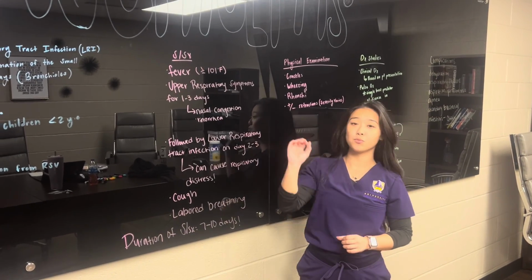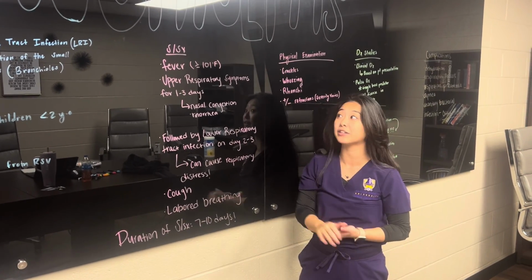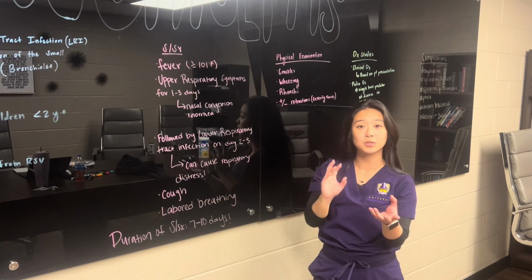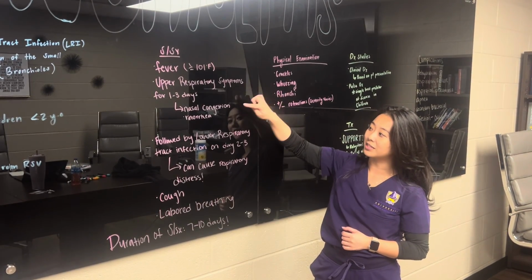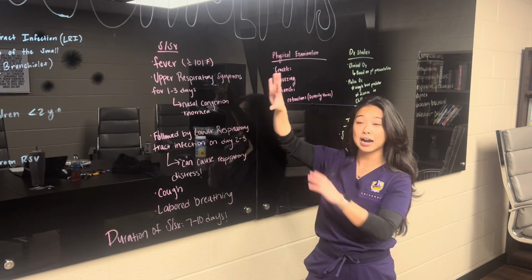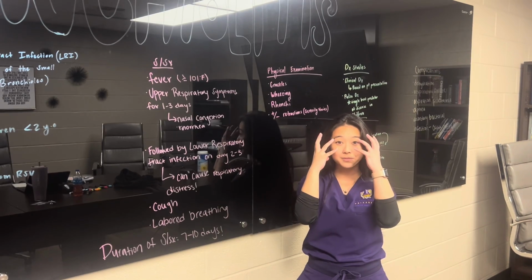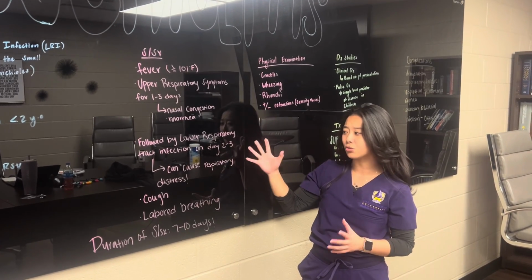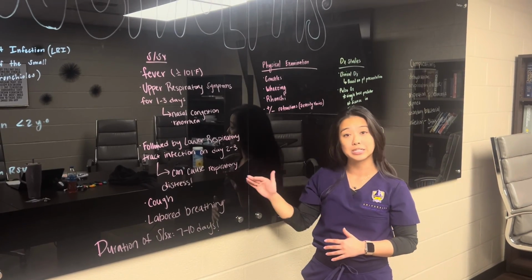So first, you want to notice that there is going to be a fever of 101 degrees Fahrenheit, if not higher. And then first, you'll have upper respiratory symptoms. This will last for 1 to 3 days, so really make sure you keep track of that. You'll notice nasal congestion and then rhinorrhea. After this, it's going to be followed by lower respiratory tract infection, because whatever starts up here is going to eventually come down here. And this will happen typically on day 2 to 3, and this can cause respiratory distress, so you really want to make sure you keep track of this.